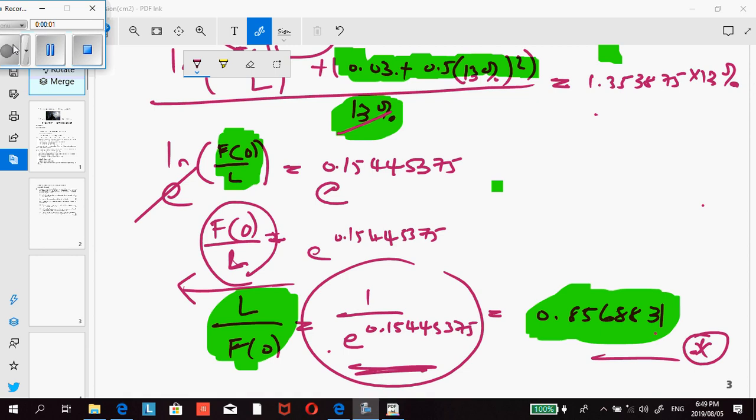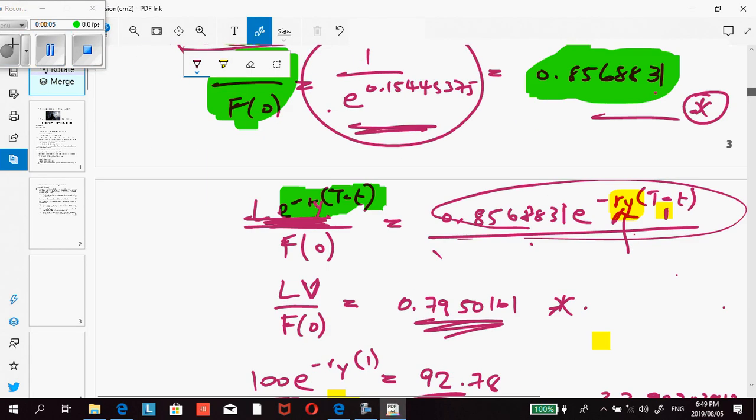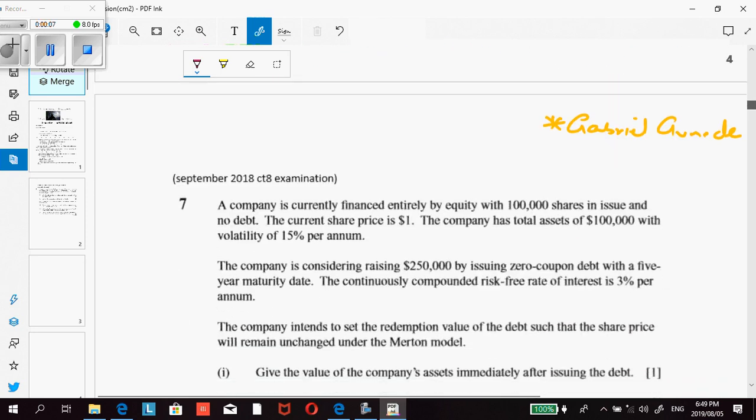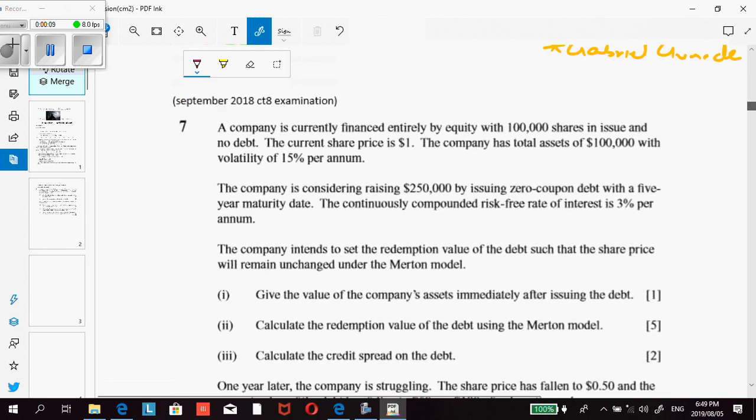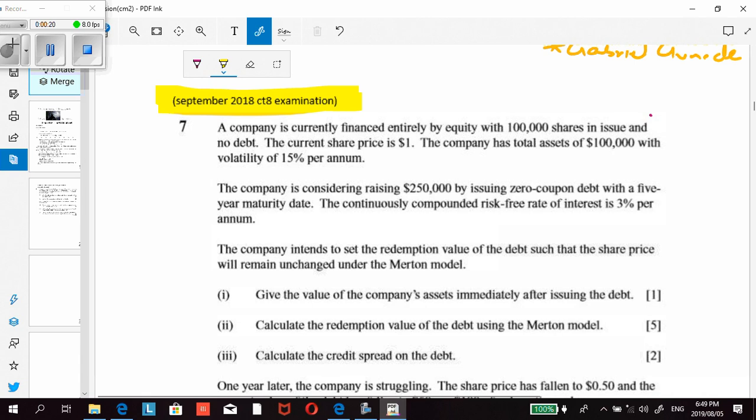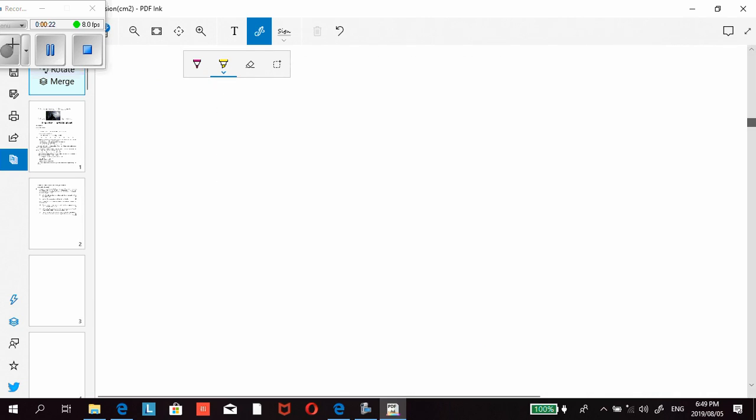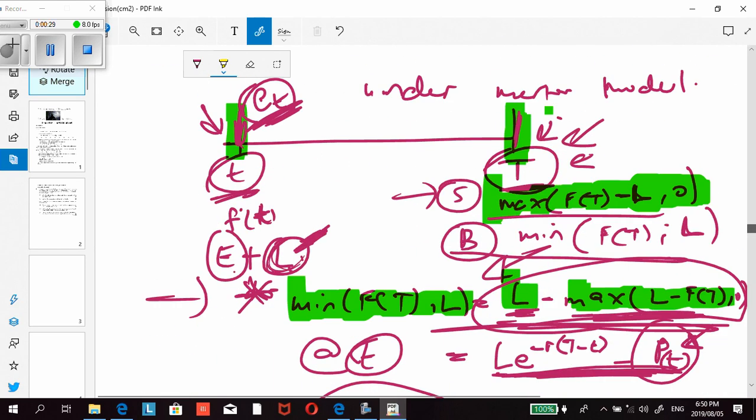Let's look at our second question of the exam revision. Now, our second question is also quite a demanding one. This is taken from the September 2018 examination. Please bear in mind, remember I discussed this with you earlier. This here is extremely important.